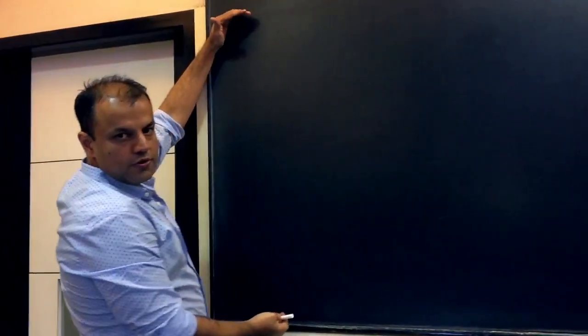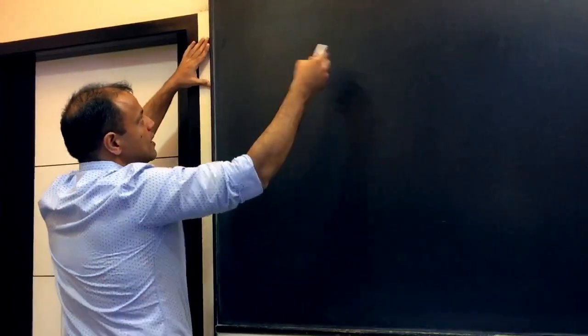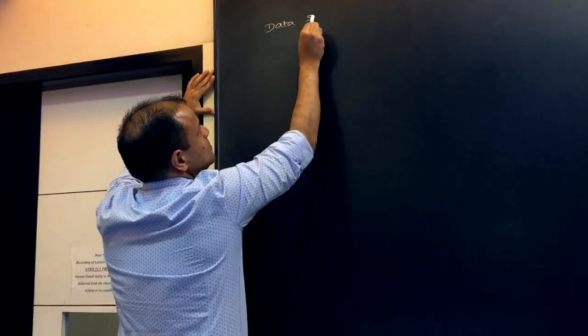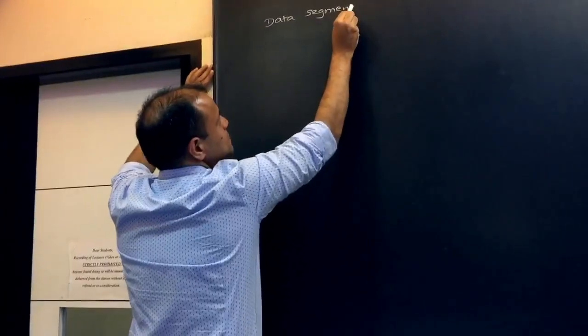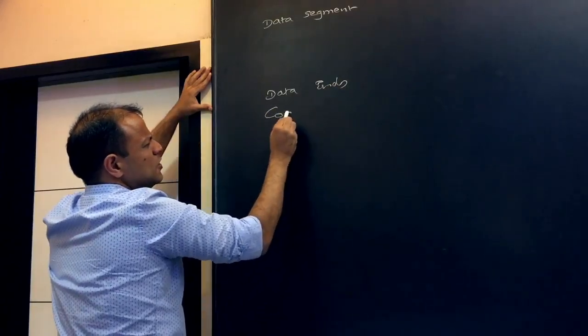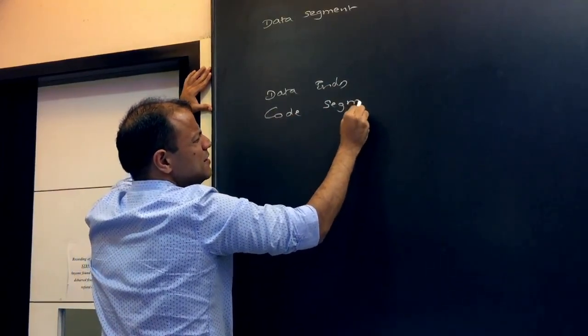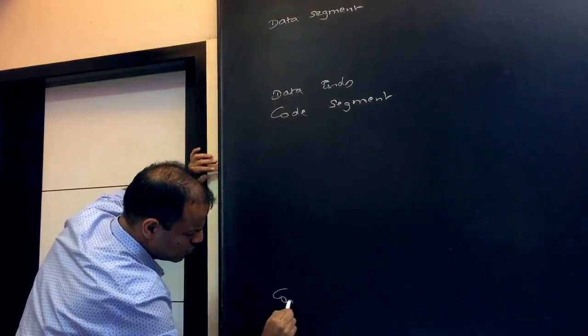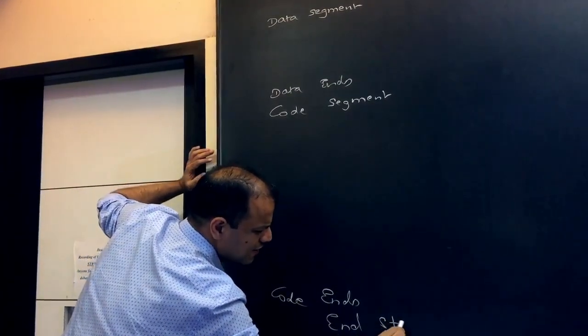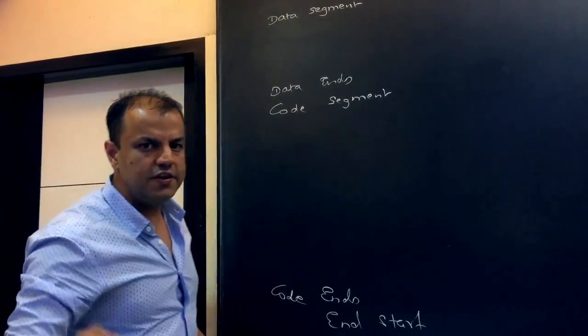Okay, now let's start. So as I said, you're going to write blocks. So this is how programs go in assembly language. Data segment, data ends, code segment, code ends, and then finally end start. Everything over here has a serious meaning, okay?